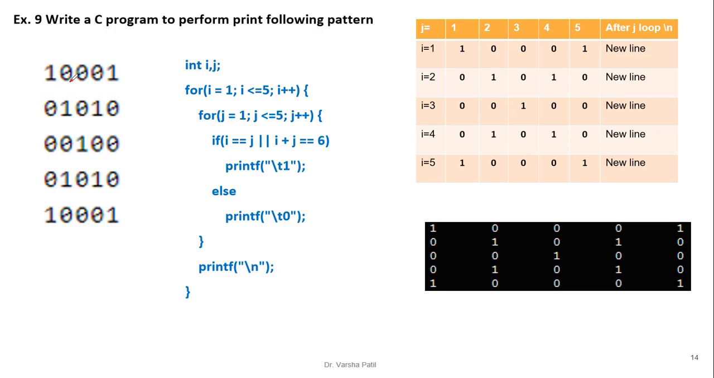Now we have to print this pattern. Now see, this is nothing but the diagonal, that is when i equal to j. So all of this diagonal is when i equal to j. Now see this other pattern: 5 plus 1 is 6, 4 plus 2 is 6, 3 plus 3 is 6, then 4 plus 2 is 6, 5 plus 1 is 6. Now see, either i equal to j or i plus j equal to 6, then print 1, otherwise print 0.